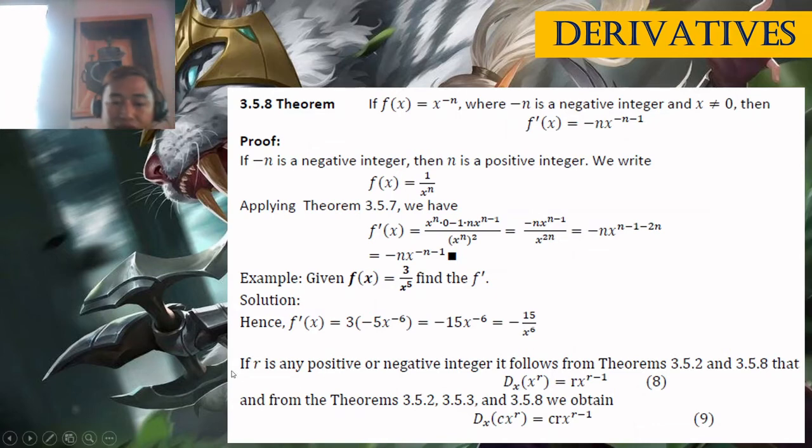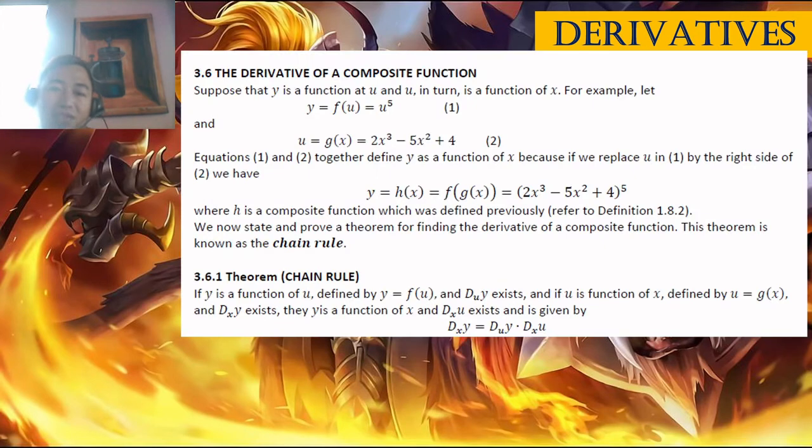Now, another theorem: if r is any positive or negative integer, the derivative of x to the power of r is equal to r times x to the power of r minus 1. If there is a constant, class, the constant is multiplied by r, and we subtract 1 from the exponent r. Okay? It is the same for positive and negative.